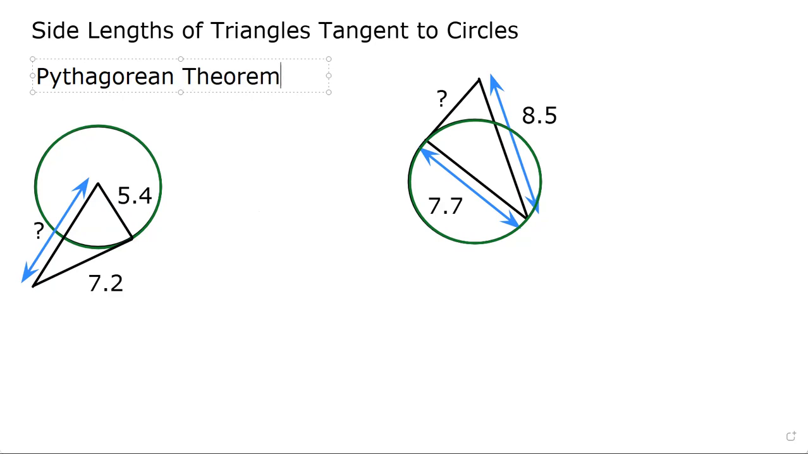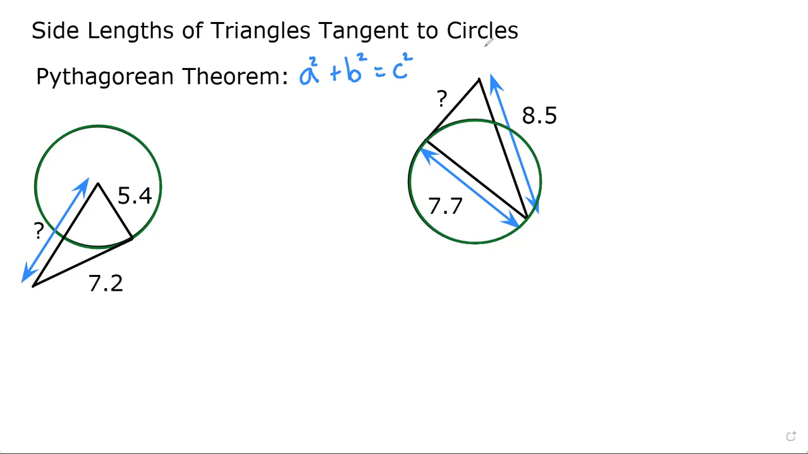Pythagorean theorem. It's very famous. You probably learned it in another class because it's used everywhere. So it is a squared plus b squared equals c squared. It's very useful, but is only used with what kind of triangle? A right triangle. And that's why it says side lengths of triangles tangent to circles.